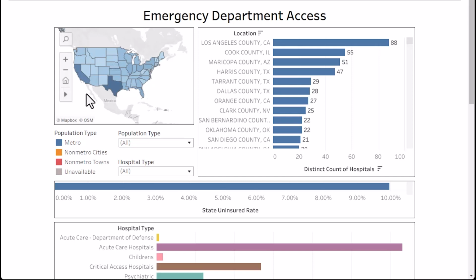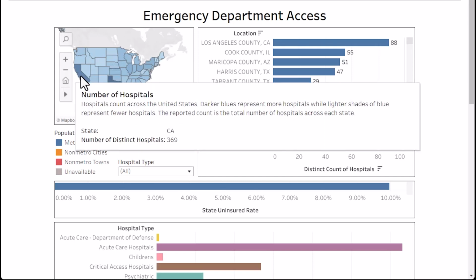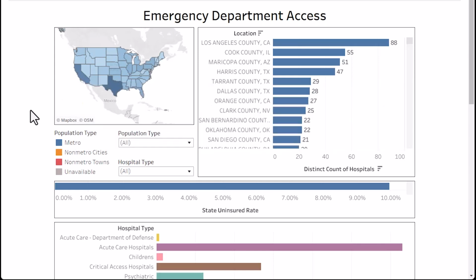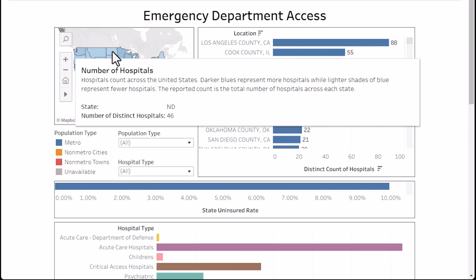And if you put your cursor over any one state, you can see for the state of California, there are 369 distinct hospitals there. And if we select a lighter shade of blue, such as North Dakota, we can see that North Dakota has a distinct count of hospitals at 46.